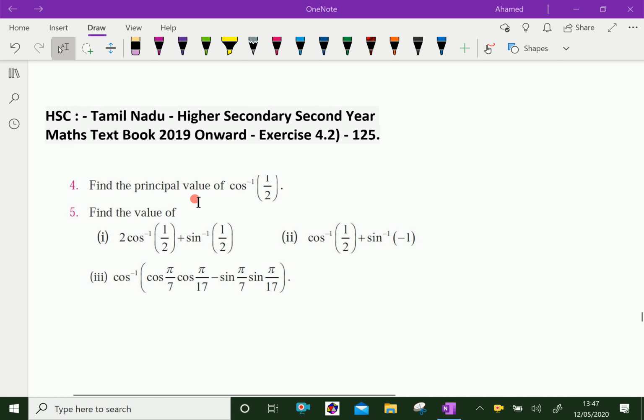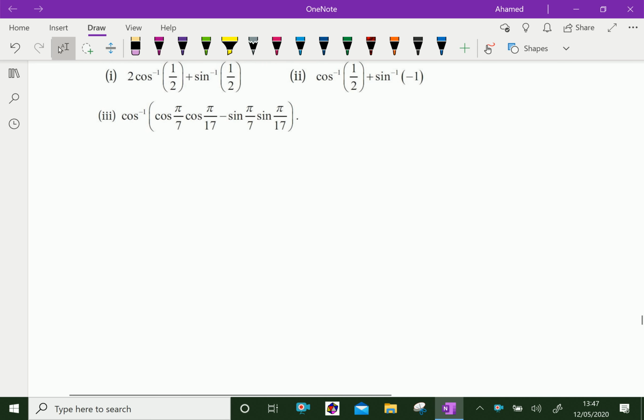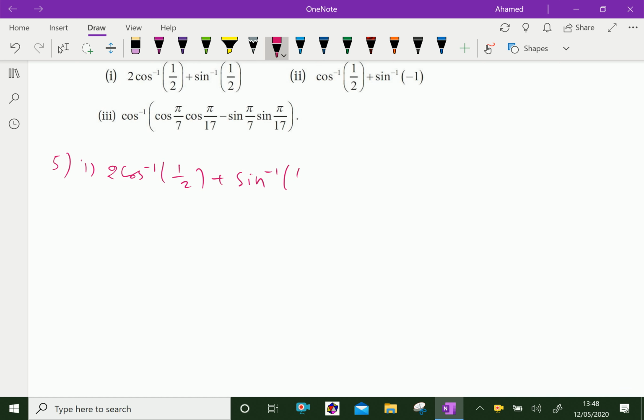Exercise 4.2, question number 5. Find the value of 2 cos inverse half plus sin inverse half. First one, 2 cos inverse half plus sin inverse half.